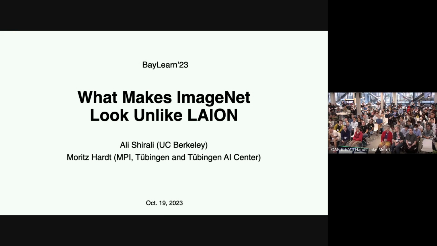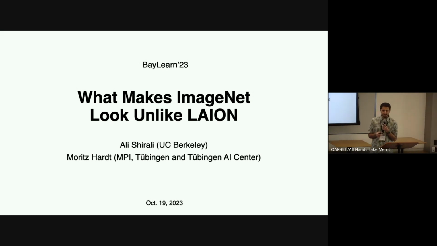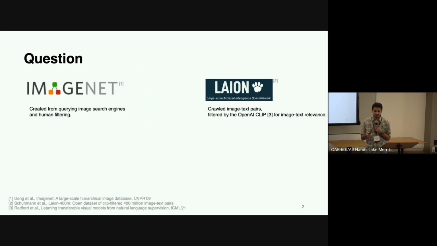Okay, hi everyone. I'm Ali, and I'm going to talk about our work, what makes ImageNet look unlike LAION. This is joint work with my advisor, Maurice Hart. Let's get started. Is this working? Okay. I'm sure many of you have worked with ImageNet, the workhorse of computer vision for nearly a decade.